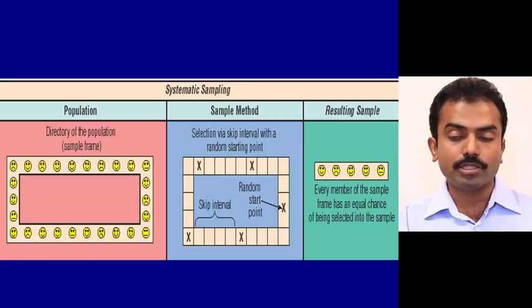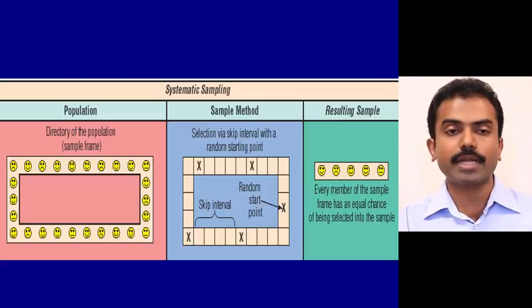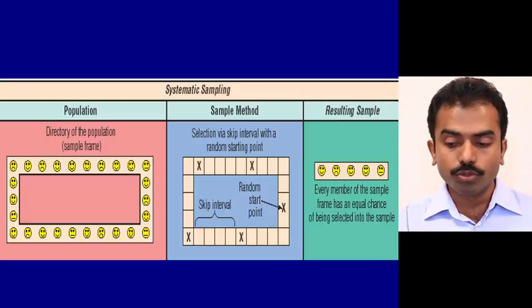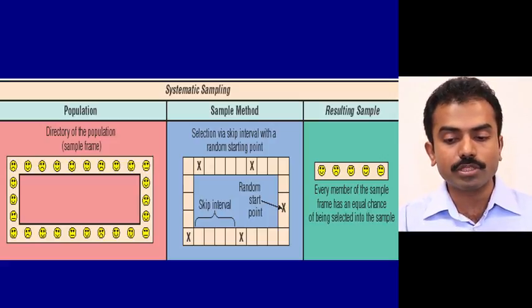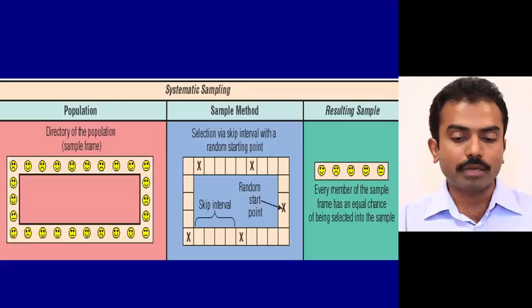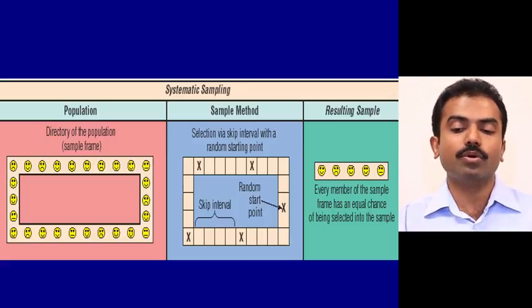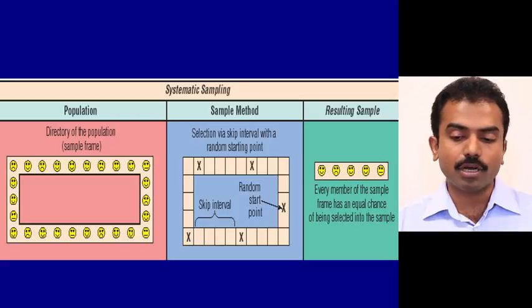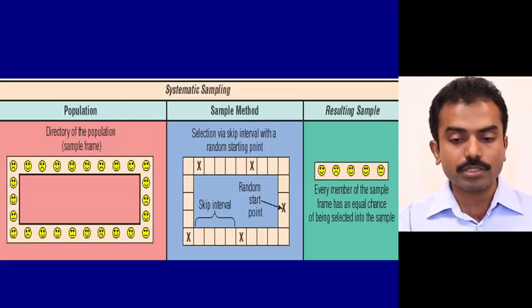For example, let's say you go to a village and want to pick 100 households randomly in that village. You know there is a list of all houses, but you can begin at some point, start randomly, and then go every 5th house, every 10th house, or so on. And then you get a sample. So this is systematic random sampling.